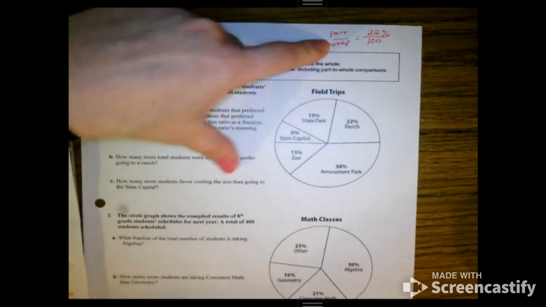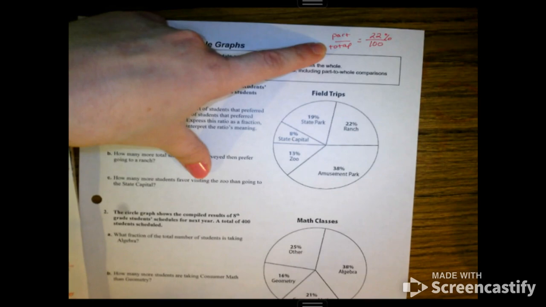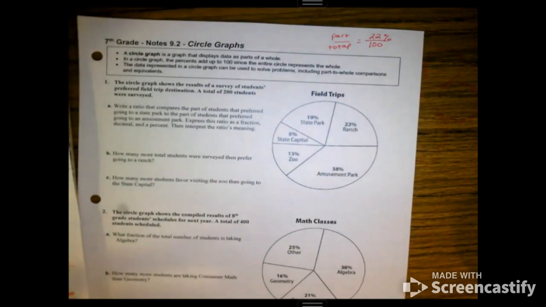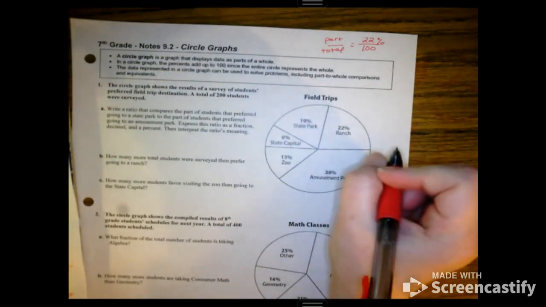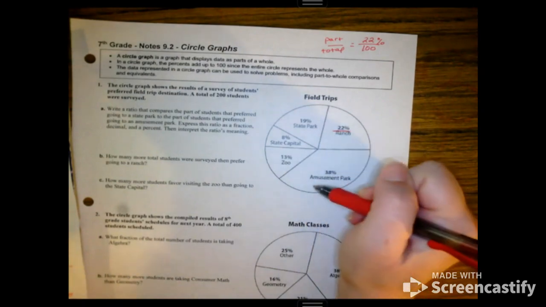So if this is your go-to and this is what I'm comfortable with, I'm doing it every time, that is completely fine. But there is a way to save you time. All right. If I had 22%, the way to figure out what your number is representing is take your percentage. What is 22% as a decimal?